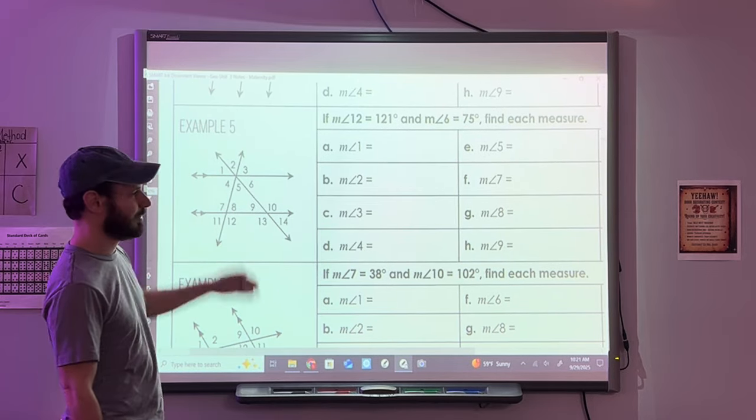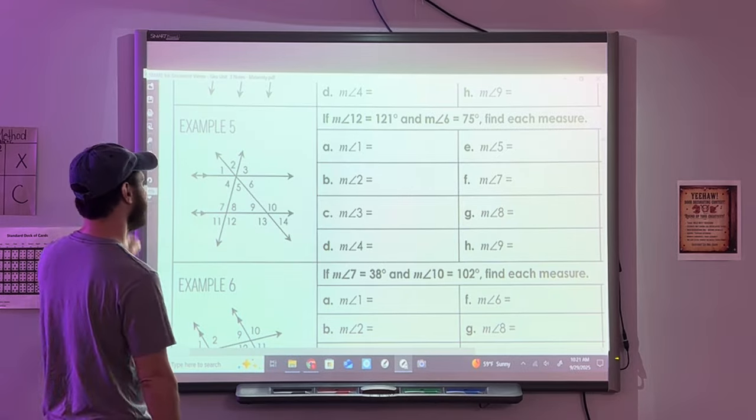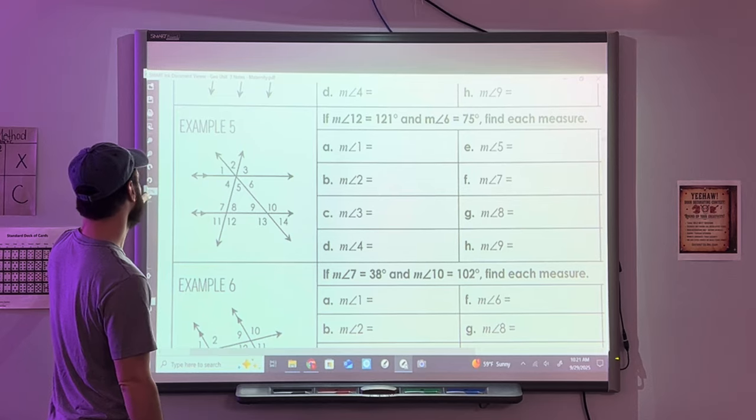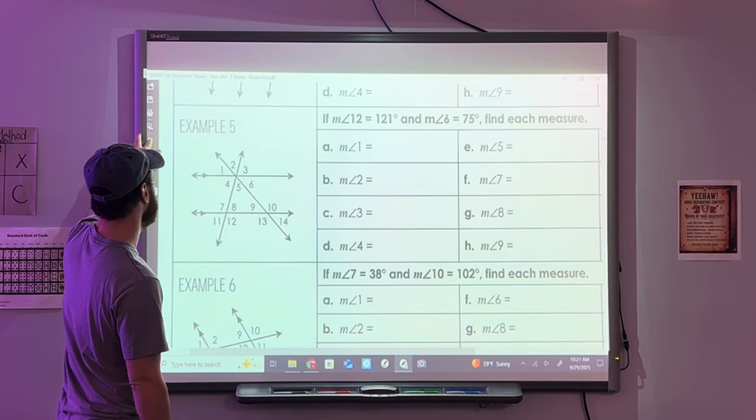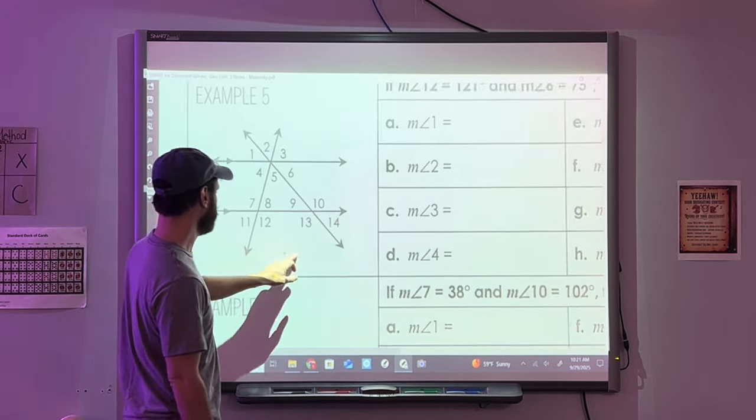Okay. Now this one might be a little bit more tricky. It says 12 is 121 and 6 is 75. So 12 is 121.